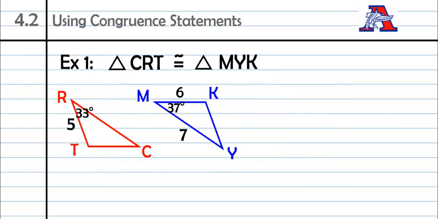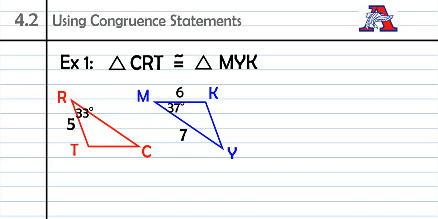We're going to jump right into an example, and this is the only example from this lesson, so definitely take your time with this one. It says triangle CRT is congruent to triangle MYK, and then take a second to draw the red triangle on the left and the blue triangle on the right. I'm going to ask some questions about which angles are congruent, what sides are congruent, maybe what the length of one of the sides is. But my hint to you is before you even start these problems, fill in any missing information that you know.